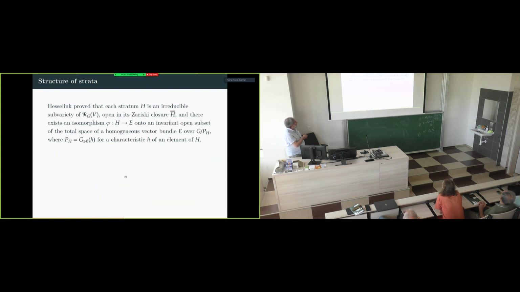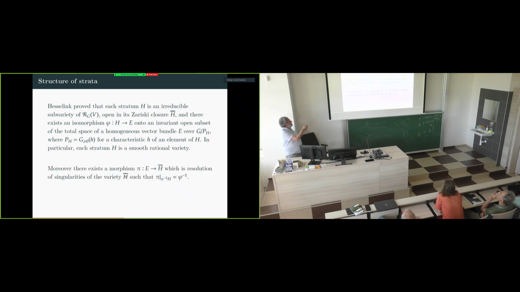Now, why are these strata a good thing? Because they are geometrically very clear. Unlike orbits, of which you have infinite families, and I don't think anybody knows for sure how they behave when you have infinite families of orbits. For strata, you have a finite number of them, and they are organized very well. So you take the corresponding parabolic subgroup, and you take this associated bundle over the quotient of G by this parabolic subgroup.